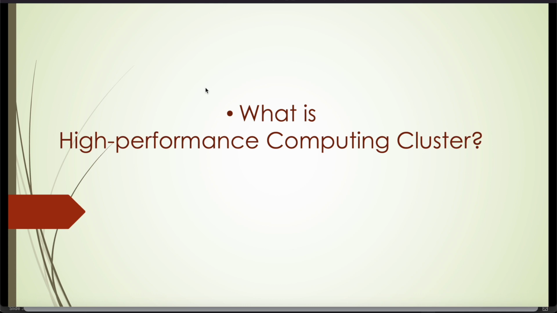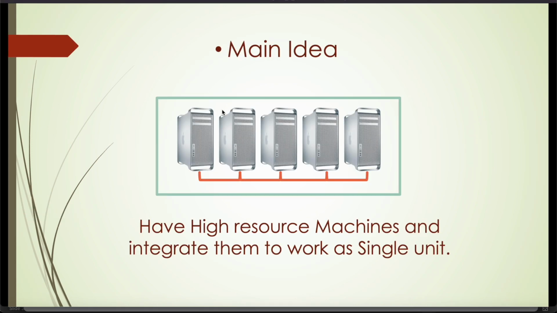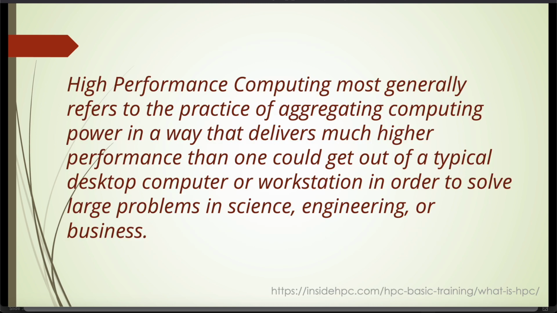So in this slide, we'll venture that idea a little bit more in detail. We'll talk about the basic components that are integral to a high performance computing cluster. The main idea, which I left you with in the previous video, was buying these high-end desktop machines and integrating them to behave as a single unit. That's pretty much the definition of what a high-performance computing cluster is. High-performance computing generally refers to the practice of aggregating computing power in a way that delivers much higher performance than one could get out of a typical desktop computer or a workstation, in order to solve large problems in science, engineering, or business.